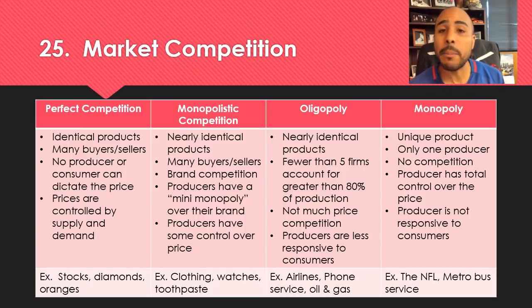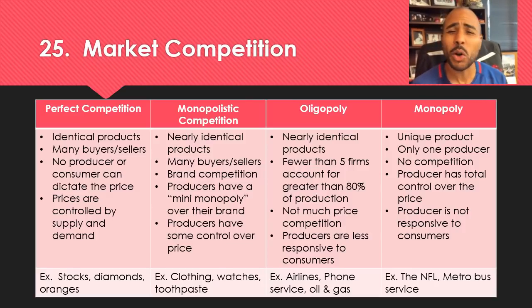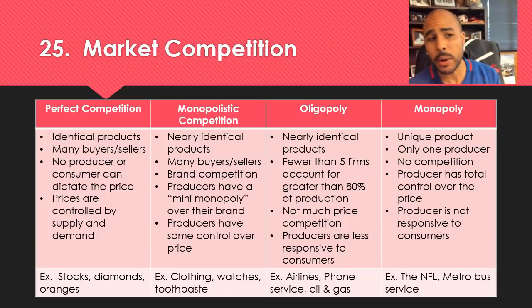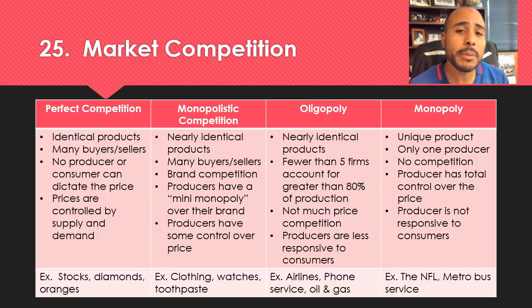Also, there are just many buyers and sellers of these products, and because the products are identical and there are many buyers and sellers who all know the basic price, no producer or consumer gets to choose the price. Prices in perfect competition are 100% decided by supply and demand.